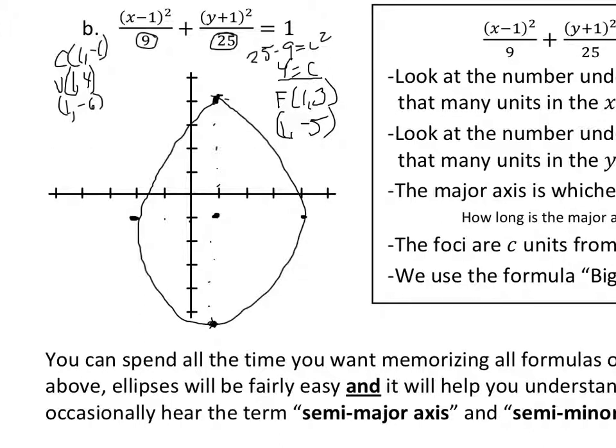If they're really close together, then it's going to be closer to a circle, so your foci are going to be a lot closer.